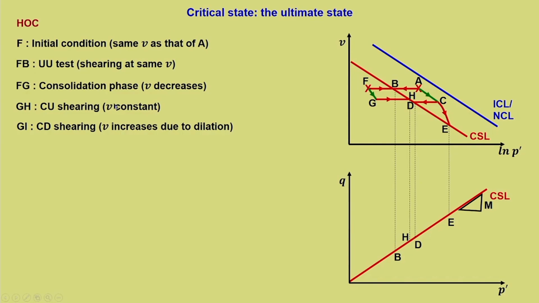Now, in the case of HOC, understand V will be increasing because of dilation, and that is the point I where it meets the critical state, mapped down as I. So, FGH is the entire CU test and FGI is the entire CD test.